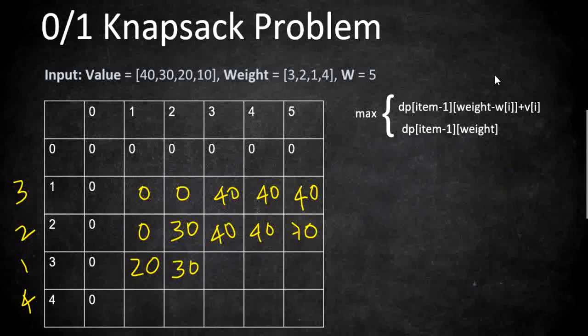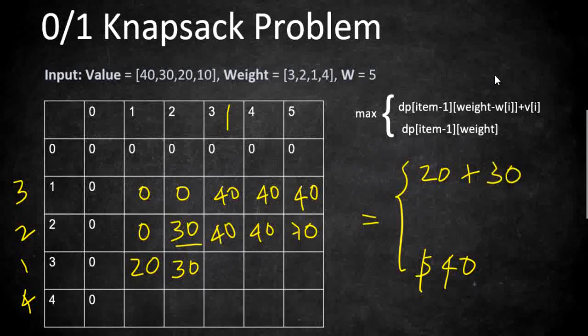Now moving on to the next cell, the options we have: not picking the item, so it is going to be 40, and if we are picking the item, the value is going to be 20 plus what was there in the weight of 2. Since the weight of the item is 1 and the bag's capacity is 3, we have filled 1 kg and the rest is 2 kg. In our previous row, the value was 30, so 20 plus 30 is going to be 50. The maximum of 50 and 40 is going to be 50.